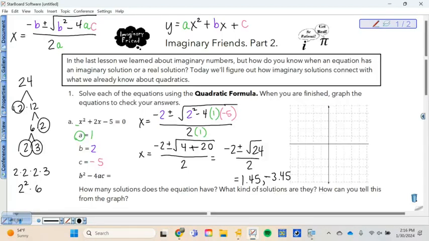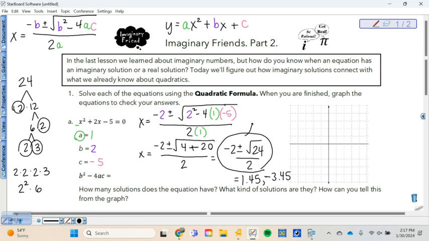Maybe? Yes? Sort of? Right? So this part here, are we okay with this part? How we got there? I just plugged in my numbers into ABC. I simplified underneath the radical. Everything else stayed the same.